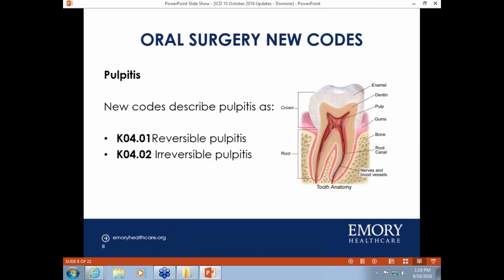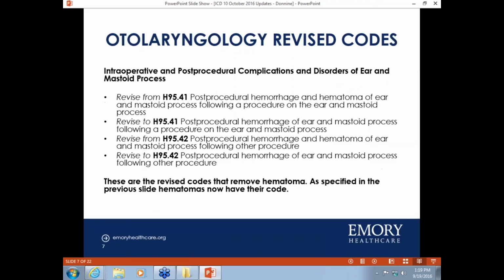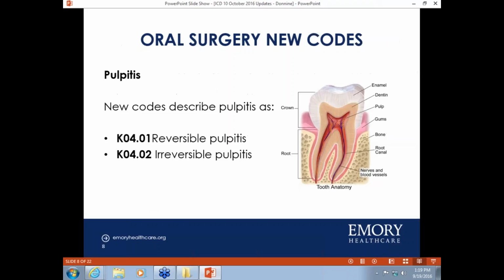Okay, the next thing I'll talk about is that's ENT. Anybody have any questions about the hearing codes? There's also some respiratory stuff, but that falls under ENT, but somebody else will cover respiratory, so I'll let them have that. Okay, so now I'll talk about oral surgery.